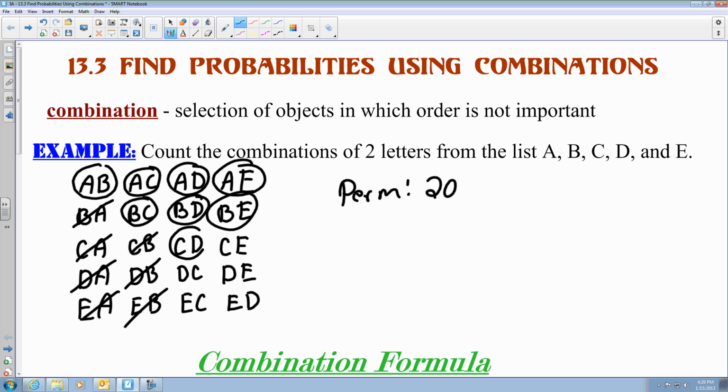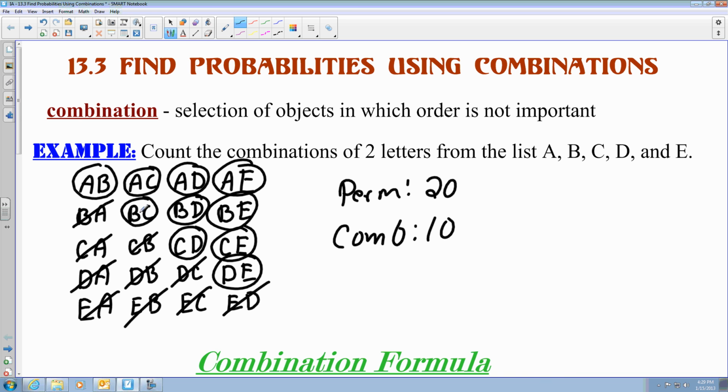We have CD, we don't need DC. We have CE, that means we don't need EC. And we got DE, that means we don't need ED. So we count the circled ones: 1, 2, 3, 4, 5, 6, 7, 8, 9, 10. So for combinations, we got 10.